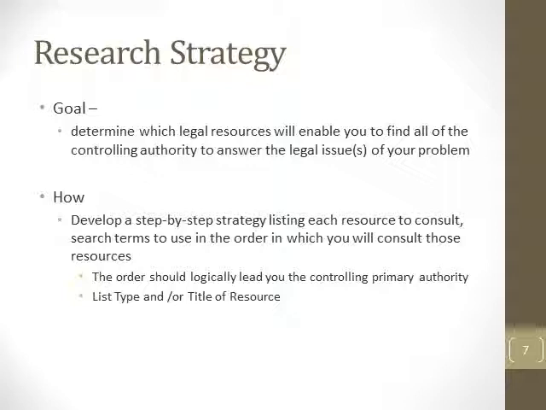So what we're really trying to do is consider what our primary and secondary resources are, whether they be the codes or the case reporters, legal encyclopedias, or practice treatises, whatever it is. We want to determine which one of those we'll want to look at and the order in which we want to look at those, so we're ultimately led to the controlling primary authority that answers our legal problem. So we're thinking about the type of resource and/or the title of a resource. You might consider starting in a code, or you might consider starting in the Colorado Revised Statutes if that makes sense for your first step. And then we list each of those resources.